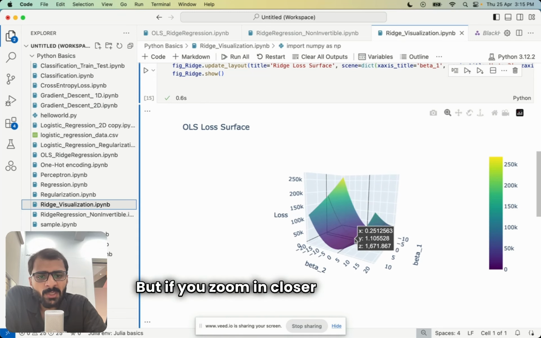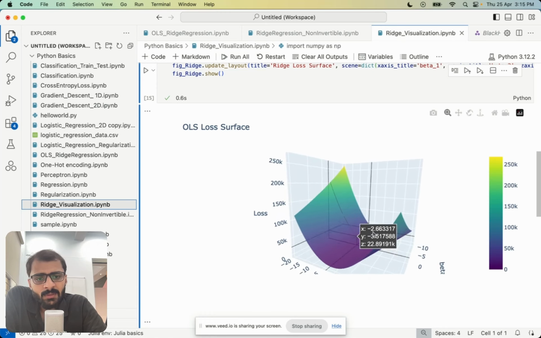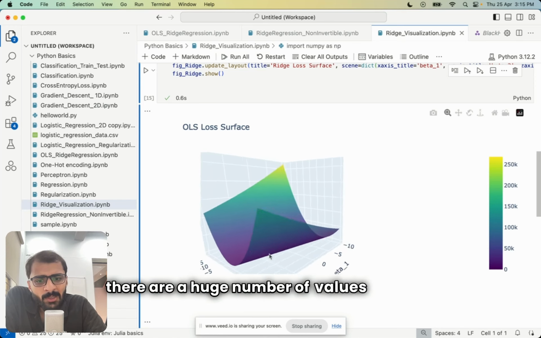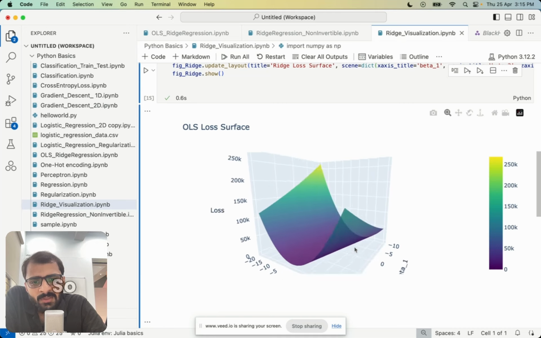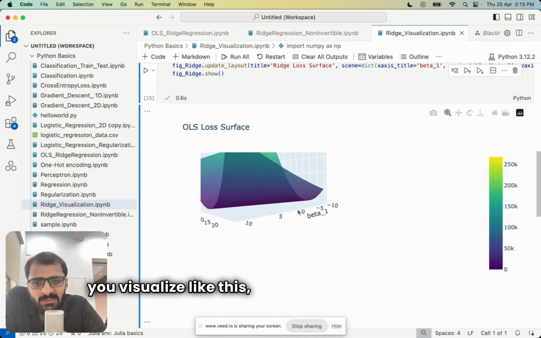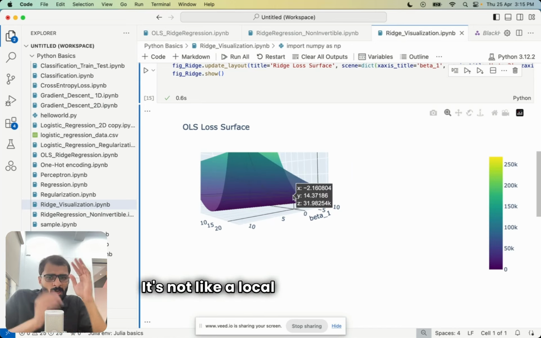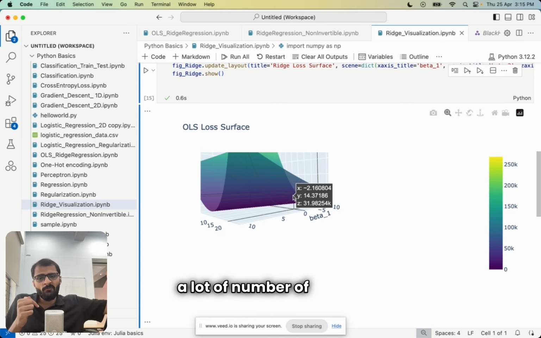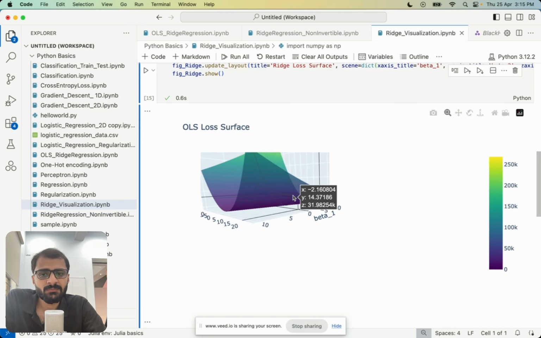But if you zoom in closer here, this is not a minima, but this looks like a ridge. The reason it looks like a ridge is that there are a huge number of values for which the value of the loss is exactly the same. So if you visualize this from the bottom, there is a flat surface here. It's not like a local minima, not one point where it's minimum. It's minimum at a lot of points. So there are a huge number of points at which the loss function is minimum.